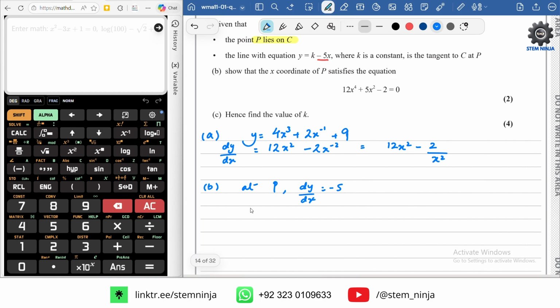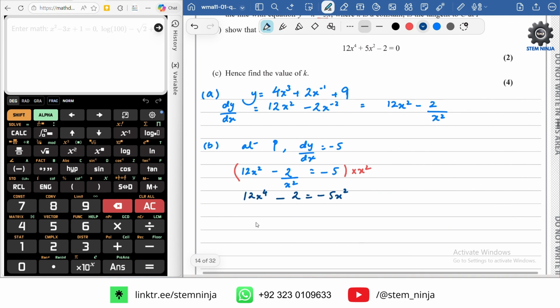So we just need to form the equation. 12x squared minus 2 over x squared equals minus 5. First thing we can do is multiply both sides by x squared, giving us 12x raised to power 4 minus 2 equals minus 5x raised to power 2. Then we bring everything to one side, making it 12x raised to power 4 plus 5x raised to power 2 minus 2 equal to 0. And that's what we had to show.